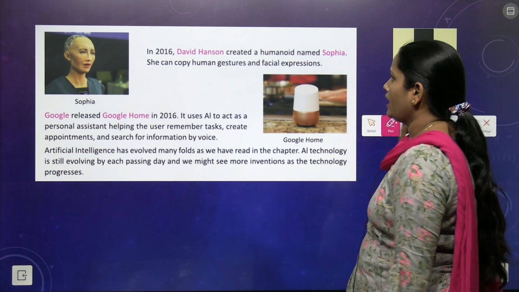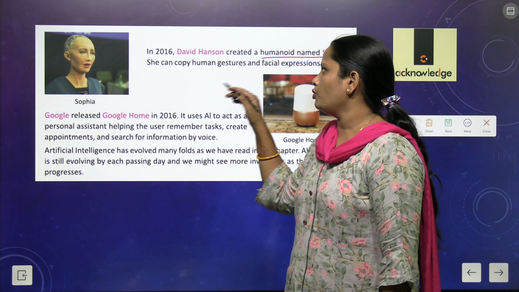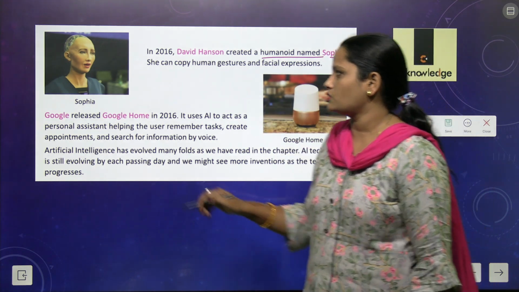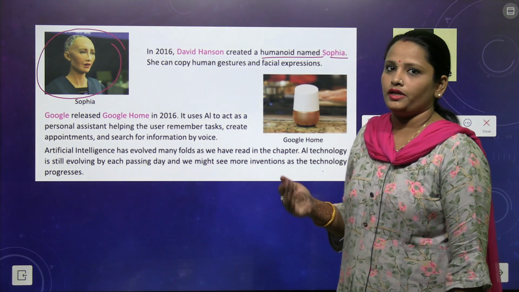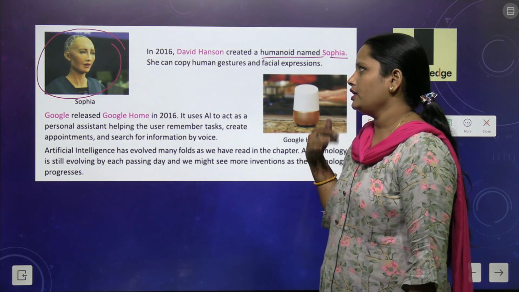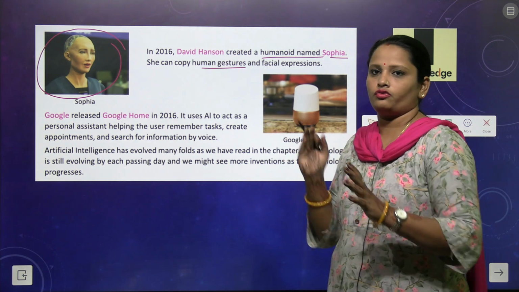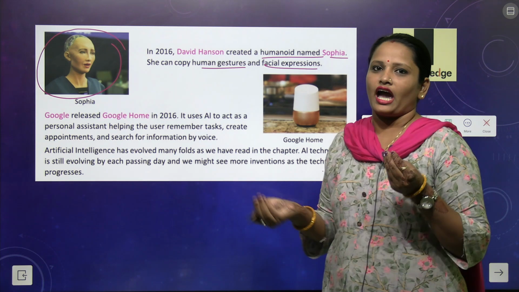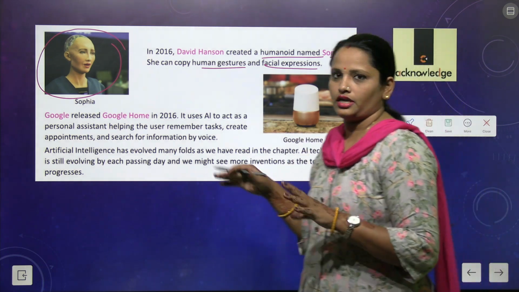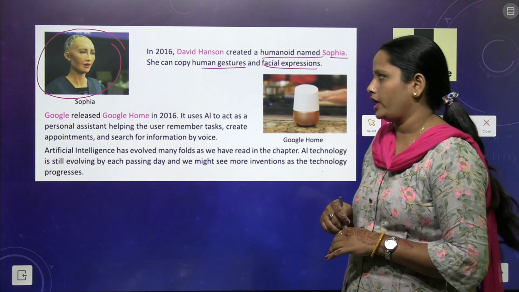David Hanson created a humanoid named Sophia. She can copy human gestures and facial expressions. So this is Sophia, and she can copy humans very quickly. She can copy human gestures, whatever facial expressions are on their face, and whatever hand movements or other things the humans are doing, she can copy all those very well.